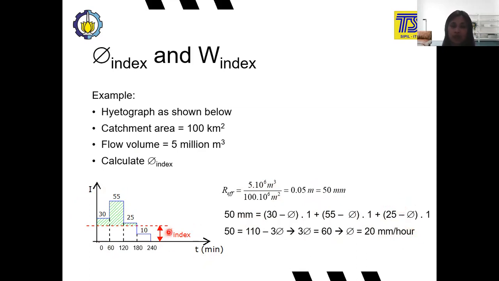So we know that this line here is located at 20 millimeters per hour of rainfall intensity, which means the effective rainfall is above this line, which becomes the surface runoff, and everything below this line will go as the infiltration.